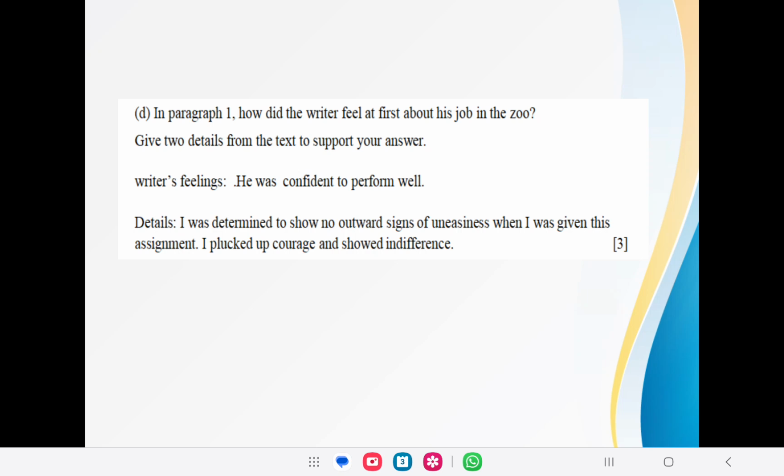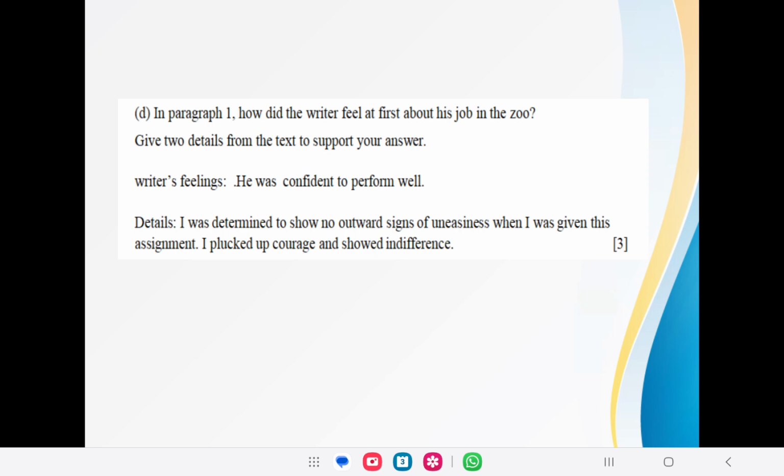What are the details that show that he was confident? I was determined. Now when you are writing the details for this question, if you want to paraphrase, if you want to write that in your own words, you can. But for any detail question, the advisable thing is that you should copy it from the text, the way it is written there. Just pick it up from there and paste it in your answer.